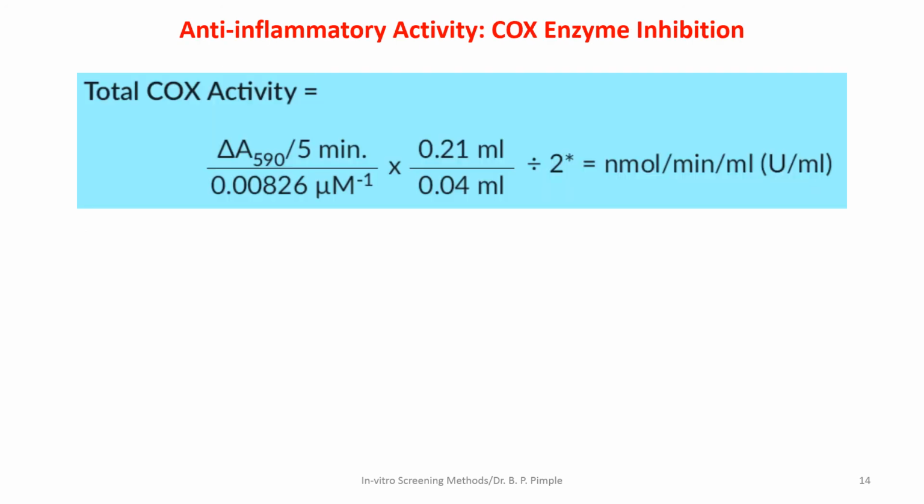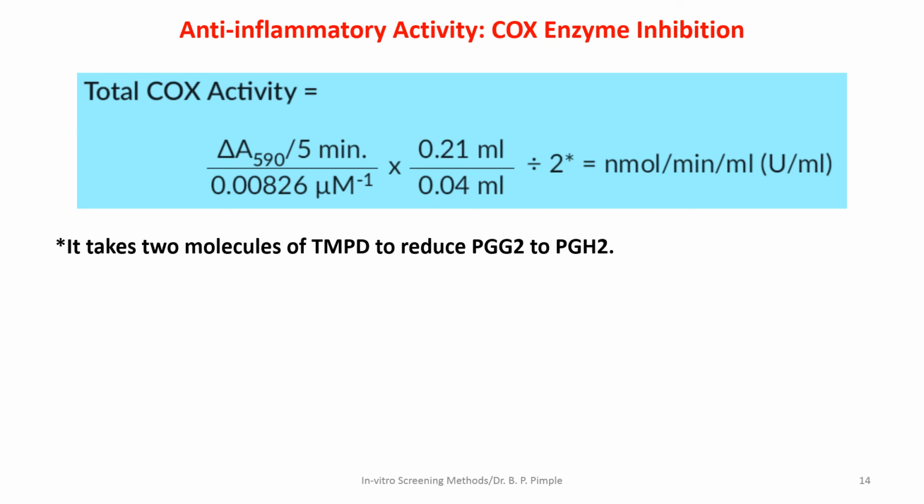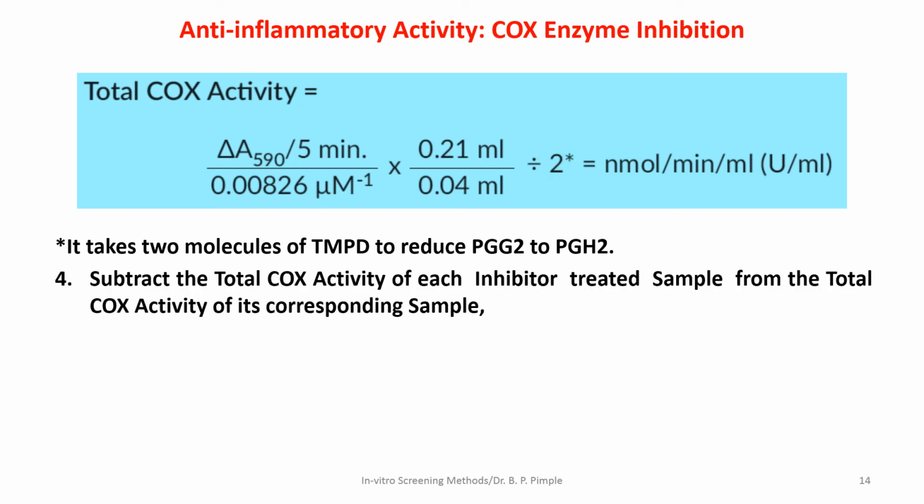Now the exact calculation is the corrected absorbance value for 5 minutes, divided by the coefficient and multiplied by these factors 0.21 and 0.04 ml, divided by 2, and this gives us the total COX activity in nanomolar per minute per ml, or you can call it units per ml. It takes two molecules of TMPD to reduce PGG2 to PGH2. Therefore, we are dividing it by 2. Then subtract the total COX activity of each inhibitor treated sample from the total COX activity of the corresponding sample.